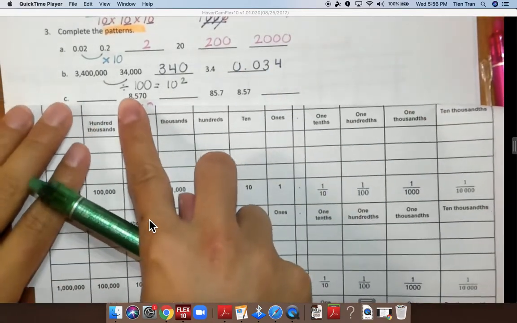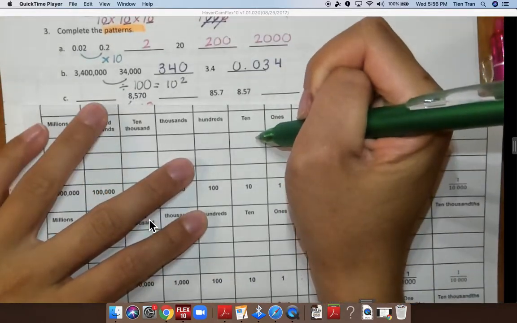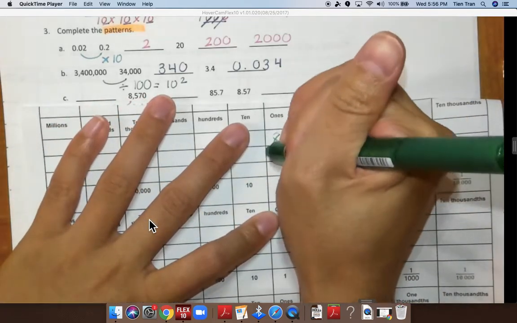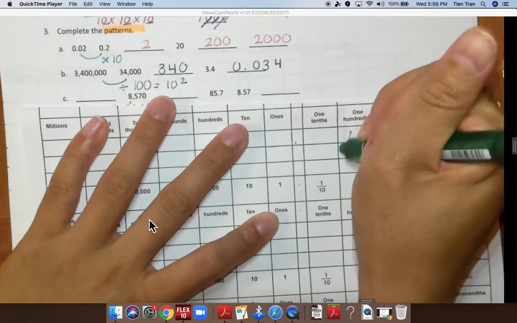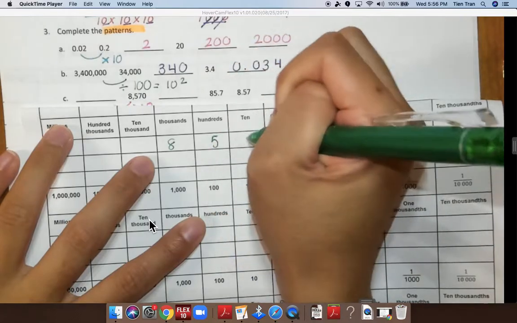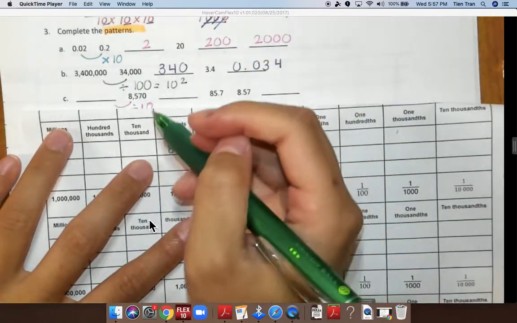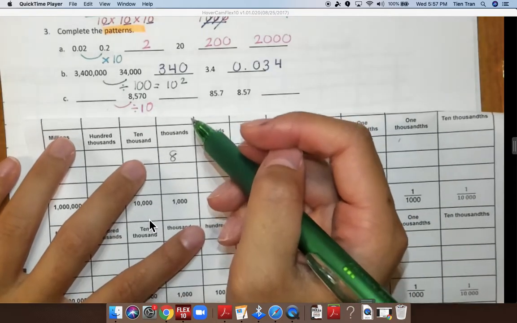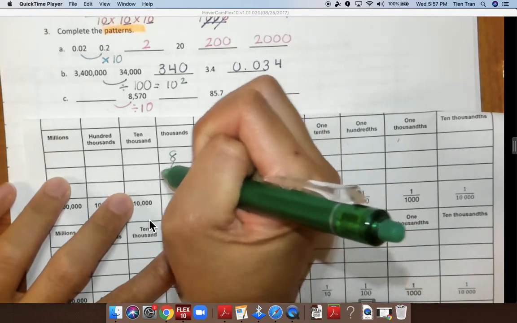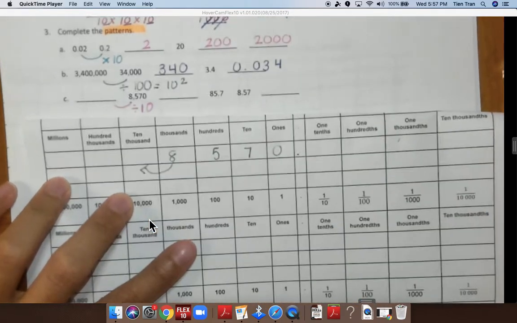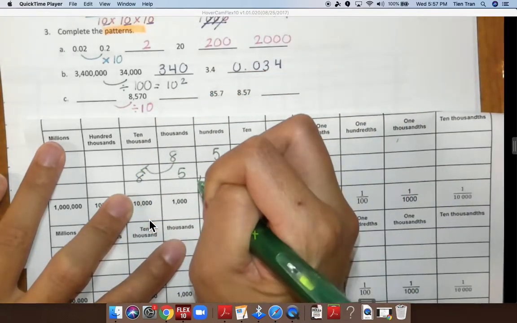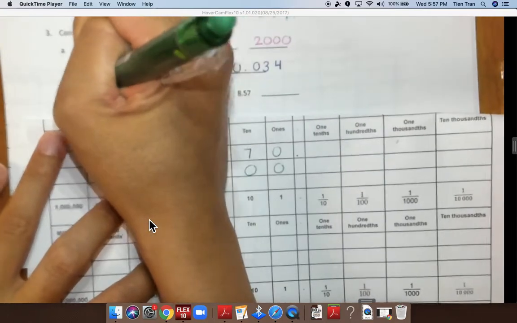I'm going to start at this one first. I have 8,570. Oh, 8,000. Why did I put it in the ones place? 8,570. Okay? And like I told you before, you're going to make sure that you are going to go up twice because this is the starting point. Okay? So I'm going to go 1 time. So if I move my 8 over once, then my new number is going to be 85,700.